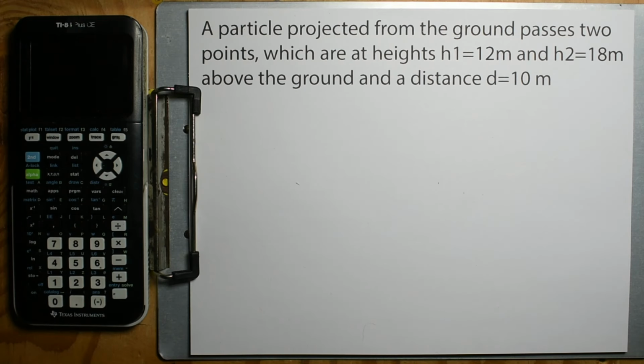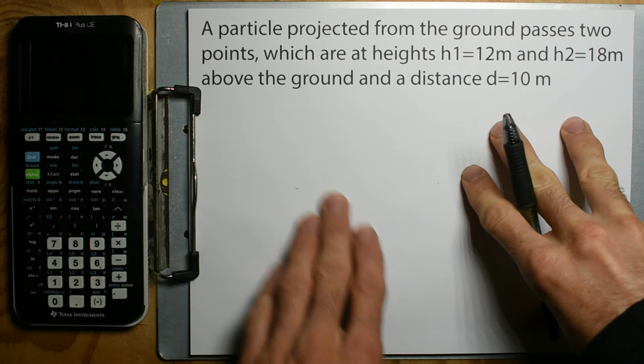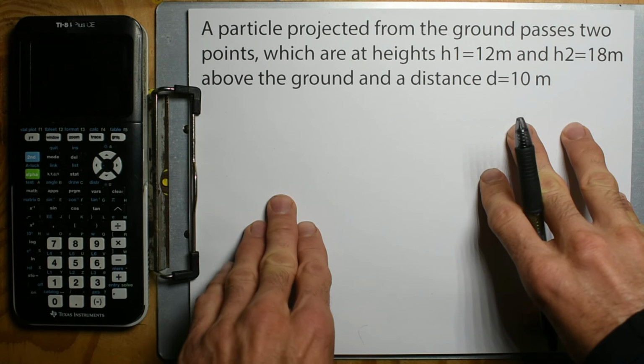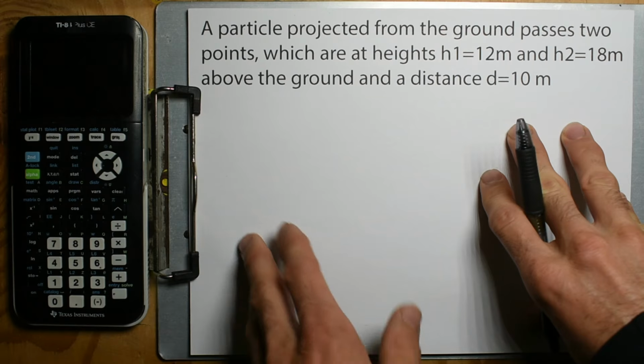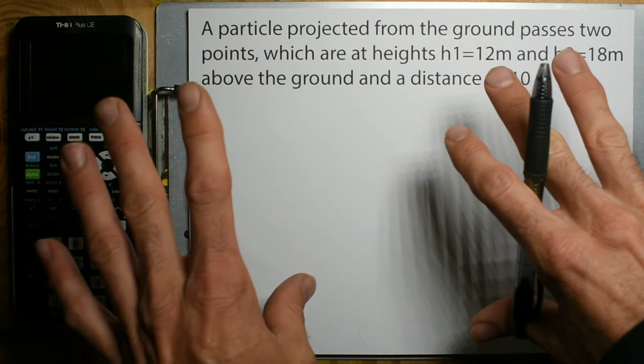Alright, it feels good to be back. We're going to do a kinematics problem. This is a projectile motion problem. Something from the ground is thrown up into the air, or projected up into the air. And that's kind of the basics.